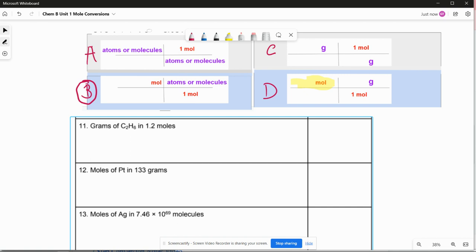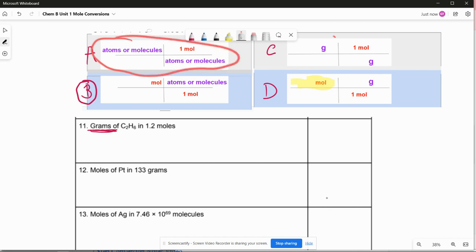Remember, the first thing we're going to do when we attack one of these problems is find out what we know and then what we are looking for. Now, this problem is looking for grams. That means when we decide which of these equations we're going to use, it's one that ends with grams, right in this spot.